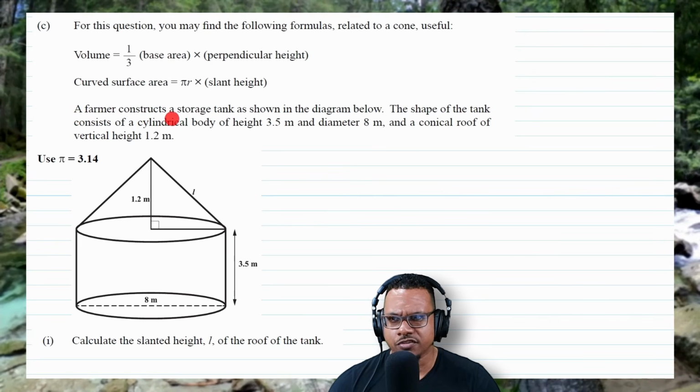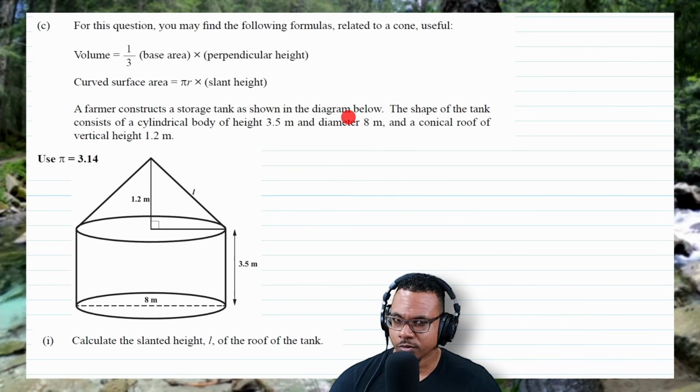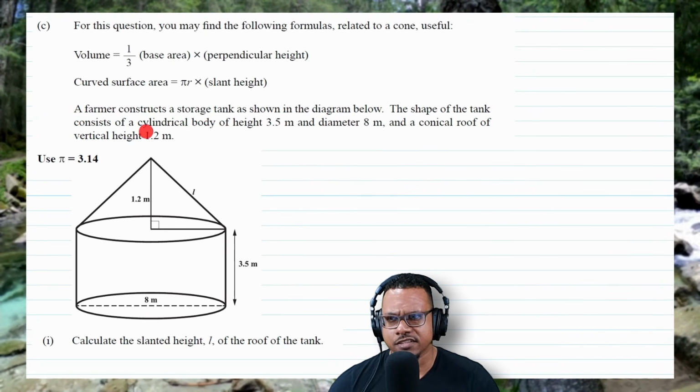So we have a farmer constructs a storage tank as shown in the diagram below. The shape of the tank consists of a cylindrical body, so that's the cylindrical body here, of height 3.5 meters, diameter 8, so the radius is 4, half the diameter, and the conical roof vertical height is 1.2 meters. So this is the conical roof, so this is your cone, and the height is 1.2 meters. That's the perpendicular height. They want us to use pi as 3.14, and the first question is to calculate the slanted height, L, of the roof of the tank.